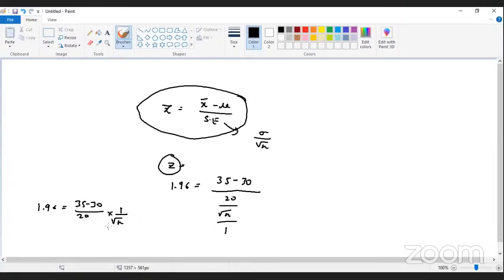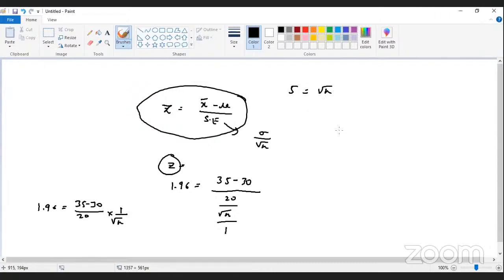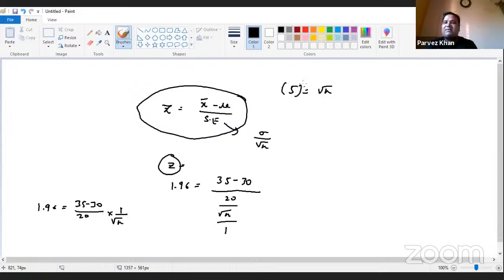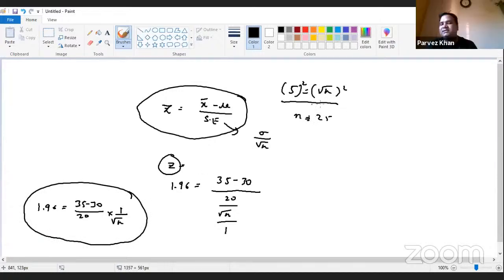Suppose a square root is coming, just for example, I'm writing it. Suppose you have 5 on this side and root n on the other side. How will you remove the root? Squaring both sides. Remember that, squaring both sides. So n will be equal to 25. This is just an example. The whole thing you have to solve in the same way. In the end, you will get something like 5 is equal to root n or 20 is equal to root n. So square both sides, you will get the n value.